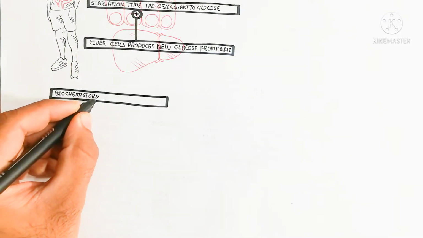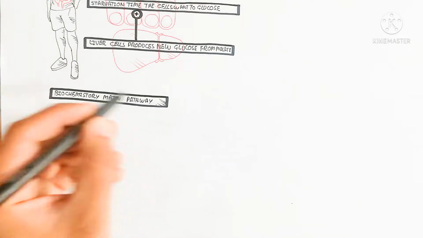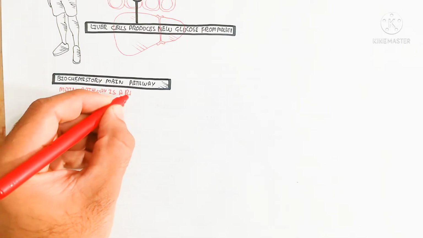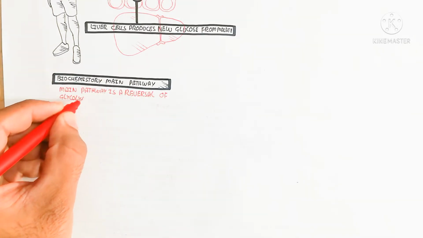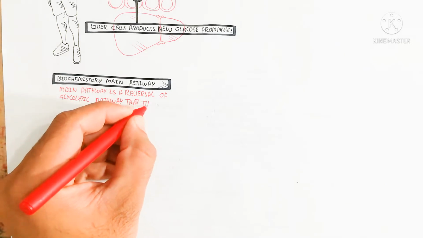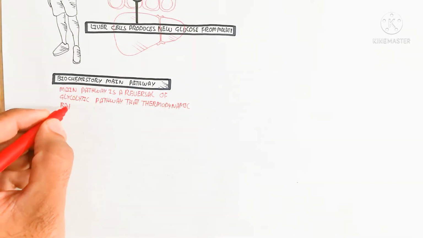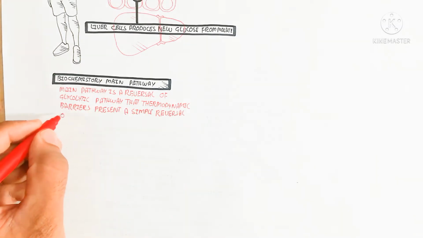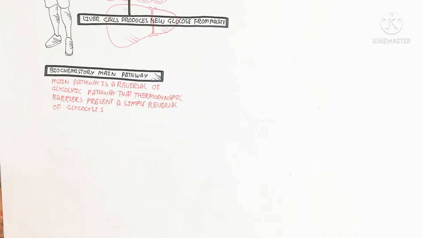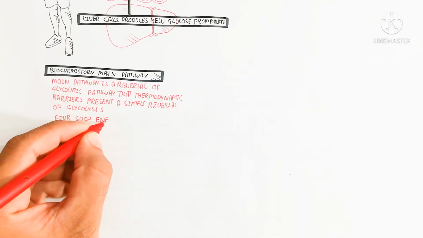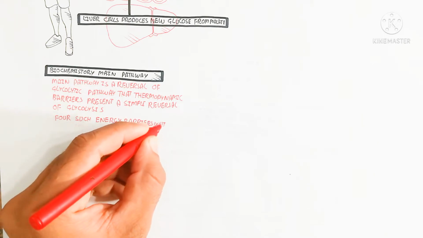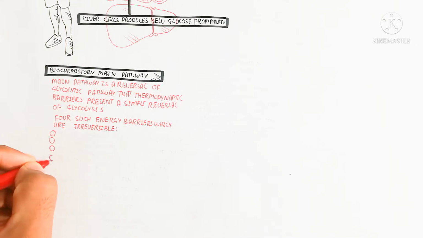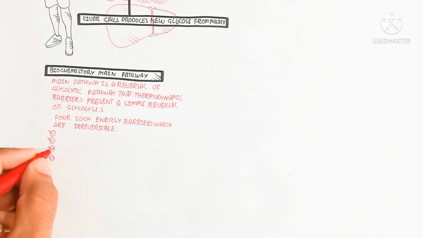First of all, we will discuss the main biochemical pathway with a theoretical explanation. The main pathway is a reversal of the glycolytic pathway. Thermodynamic barriers prevent a simple reversal of glycolysis. There are four such energy barriers, which are irreversible and basically do not allow the backward movement of the breakdown of glucose to form the glucose molecule again.